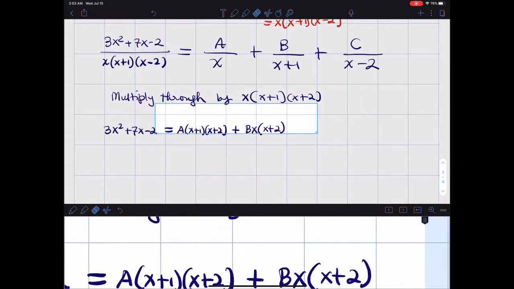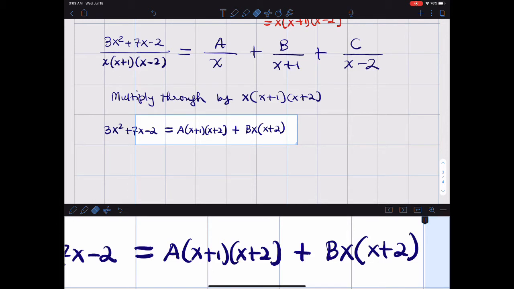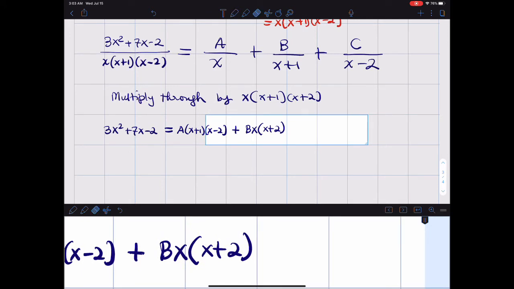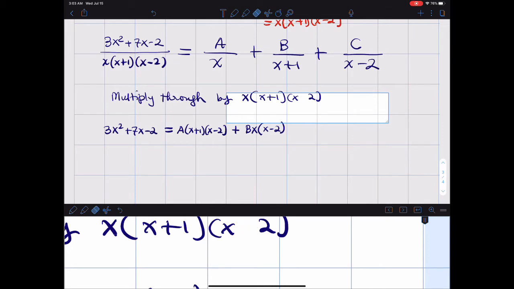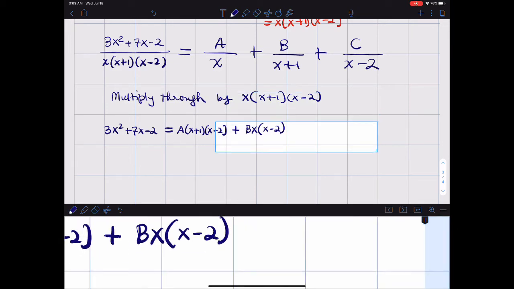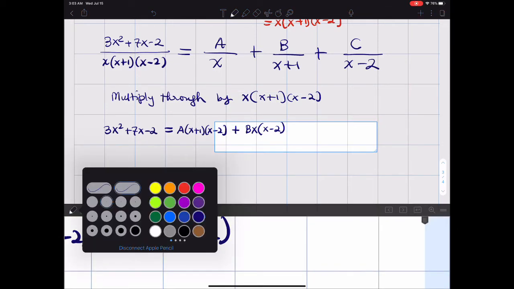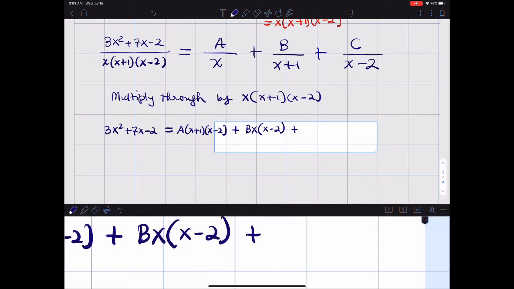Sorry, I have to be very careful because I had minus, but I'm writing plus, so this should be minus, and this should be minus, and that should be minus. All right, and then we have plus Cx times x plus 1.